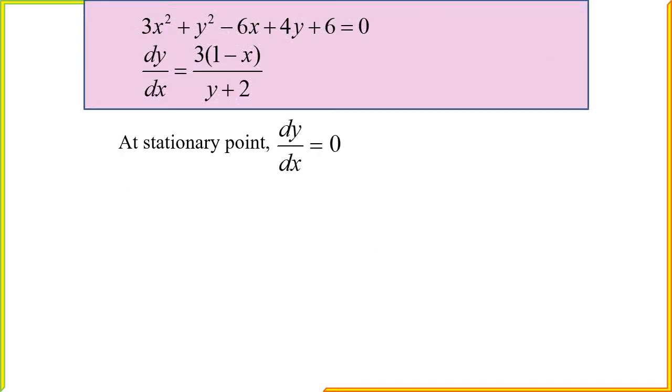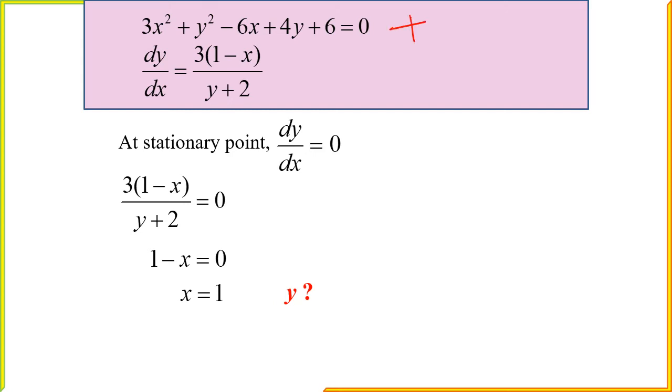So dy/dx equal to 0. We have 3(1 minus x) divided by (y plus 2) equal to 0. We will have 1 minus x equal to 0, so x is equal to 1. So when x equal to 1, what is y? We can substitute the value of x equal to 1 into the equation here.